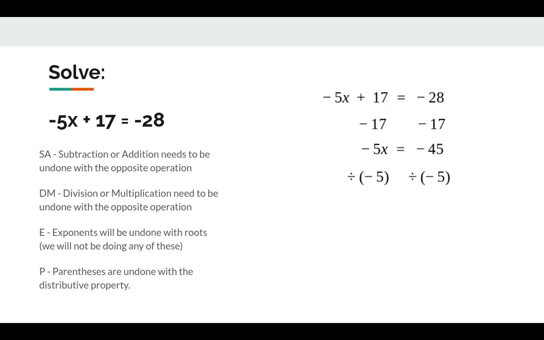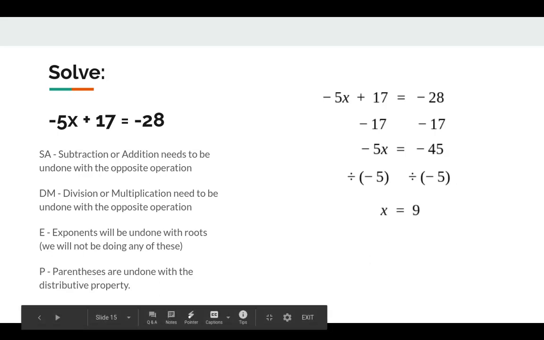Now on the right-hand side, negative 45 divided by negative 5. Got to go to my integer rules. Anytime we divide two negatives, the negatives cancel and it becomes positive again. 45 divided by 5 is 9, so I should expect my solution to be x equals 9.